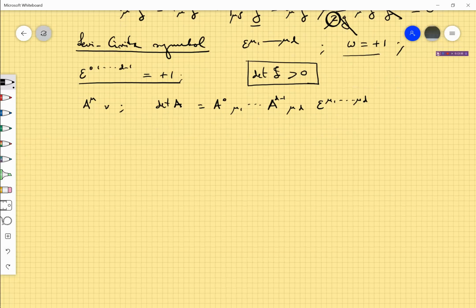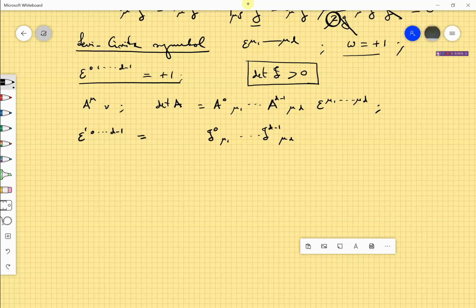Okay. So now consider what is the value of the component 0, 1, up to d minus 1 in the primed coordinate system. First there are all these Jacobian factors, let's use Jacobians, it's just a bit simpler. All these Jacobian factors, mu 1 up to mu d, epsilon mu 1 up to mu d, this by definition.